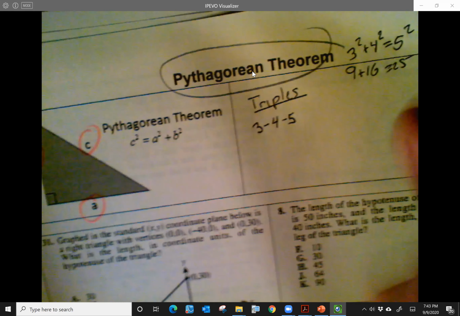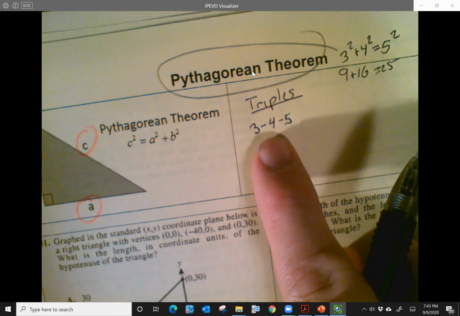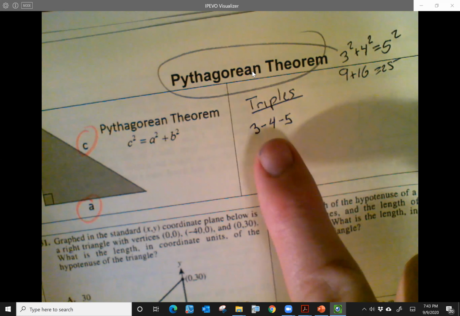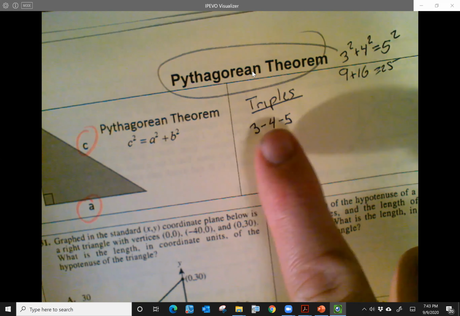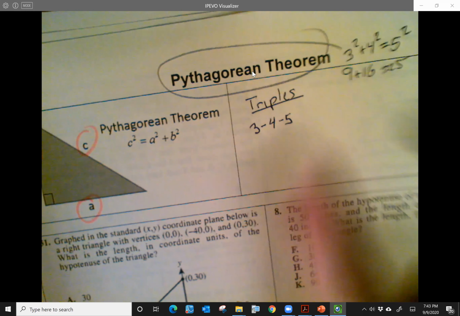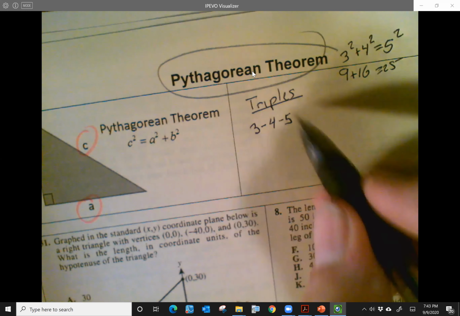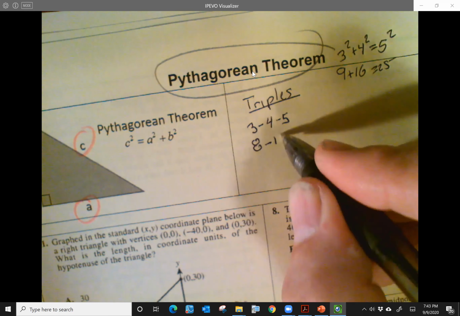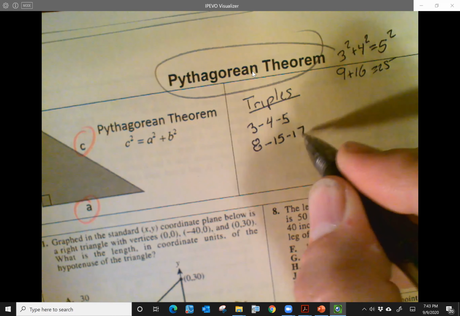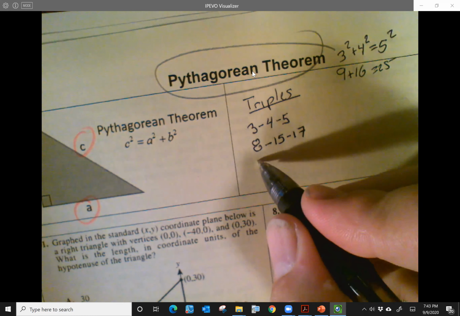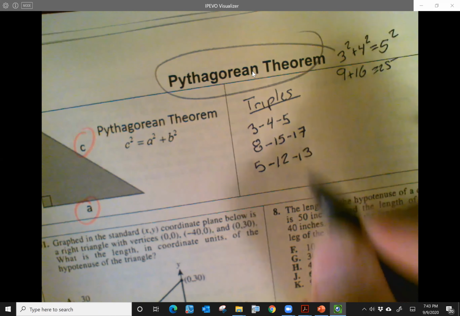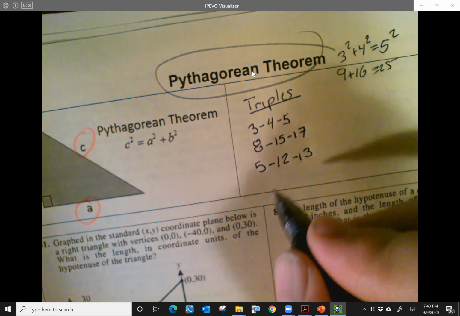I'm not going to write down this next one, but it would be like 30, 40, and 50, right? I can multiply them all by 10. Or I could say the triple is 6, 8, 10, times them all by 2. There are some other triples like this, and one of them is 8, 15, 17. There's actually an infinite amount, but I just want to give you the ones that the ACT really uses a lot. 8, and then this one.